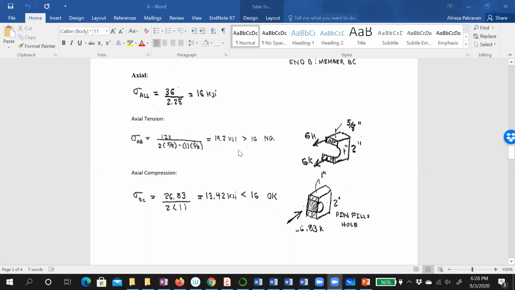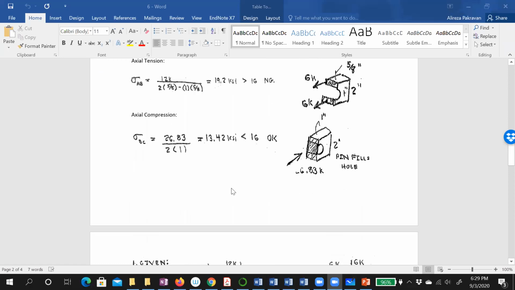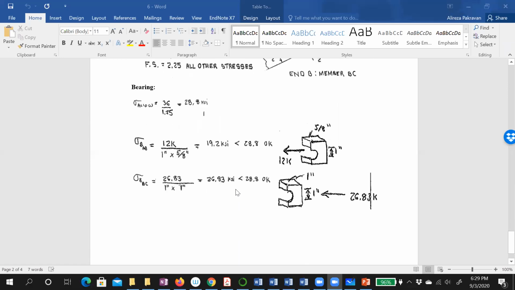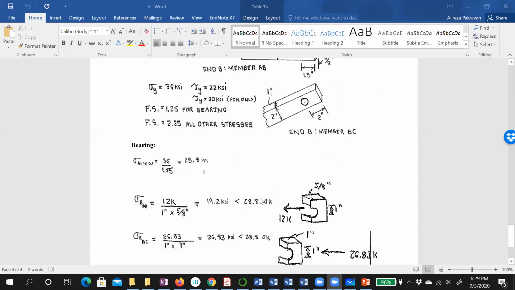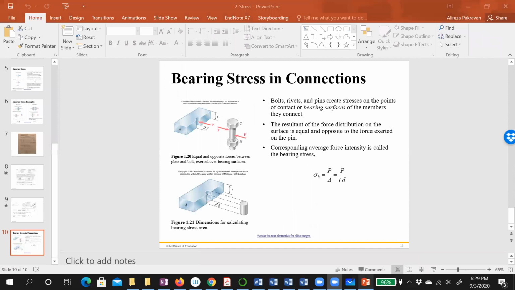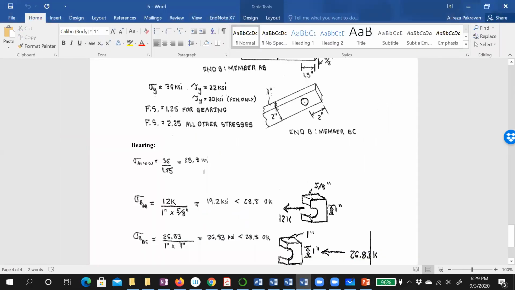So we solved the axial. Let me first go to the bearing and then back to the shear, because bearing is very simple. Bearing again is 12, and now just the same as this again: thickness times diameter of the hole. So what is thickness? Thickness is 5/8. Diameter is 1 inch. This is for member AB.